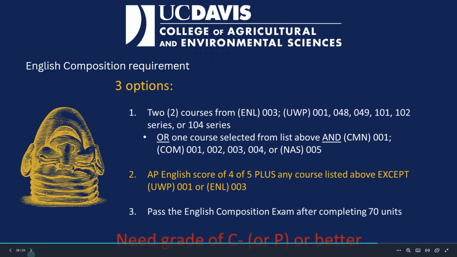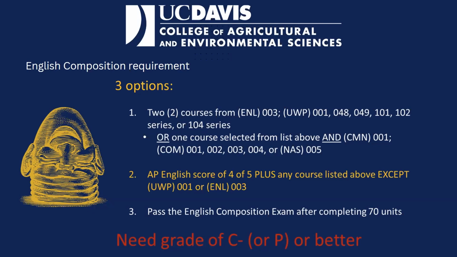After you have satisfied the entry-level writing requirement, then you can start working on the college composition requirement. For those of you who have AP English scores of a 4 or a 5, you have satisfied the entry-level writing requirement and half of the college composition requirement.